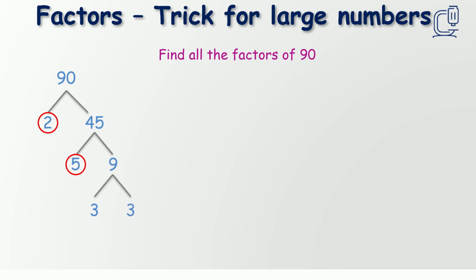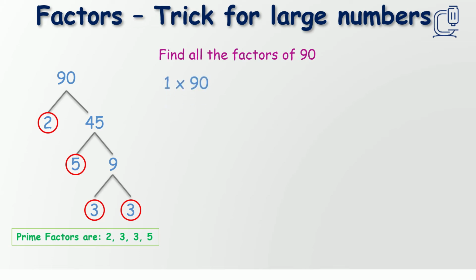And 3 is also a prime number, so we can circle these. So now we have 90 split into its prime factors of 2 times 3 times 3 times 5. We can use these numbers to figure out our list of factors that go into 90. So how can we use this?